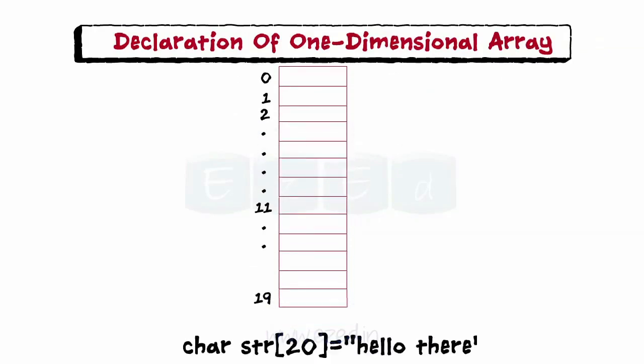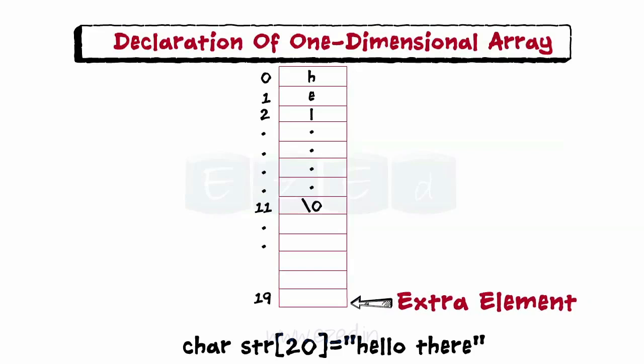If we read hello there in the character array named str, then it will be stored in the memory in the following way. The compiler automatically terminates the string with a null character \0. Thus, while declaring a character array, we must allow one extra element space for the null character.